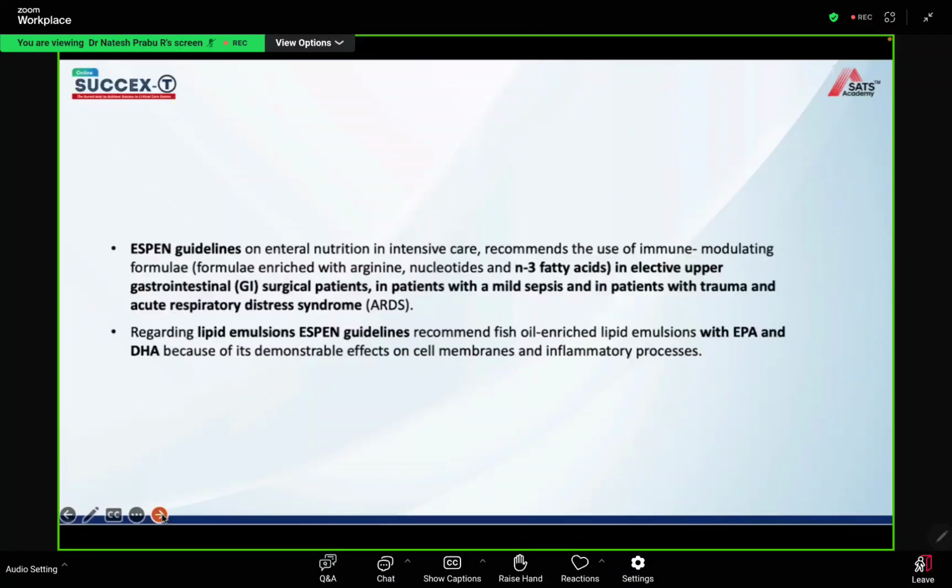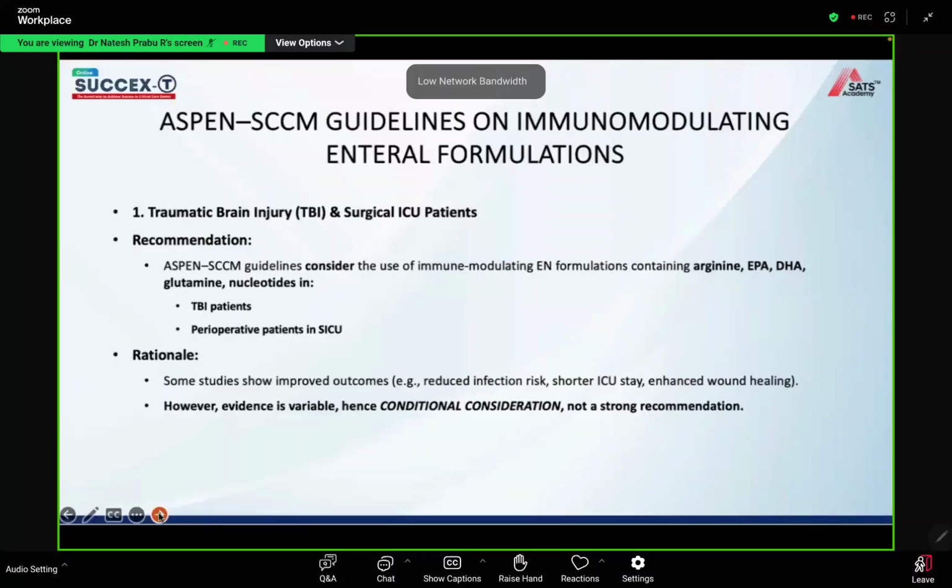So ESPEN guidelines recommend that probably in upper GI surgical patients, and in patients with mild sepsis, we can selectively use these amino acids. And for lipid emulsions, ESPEN guidelines recommend fish oil enriched lipid emulsions also in a certain subset of patients. ESPEN and SCCM guidelines address immunomodulation, particularly in a subset of patients with traumatic brain injury and surgical ICU patients.